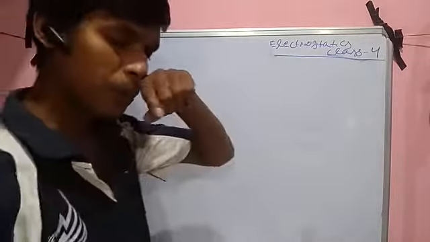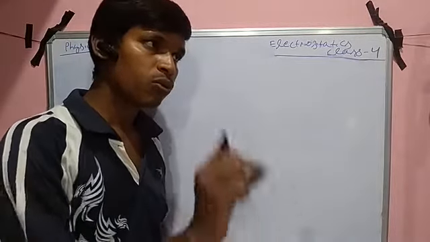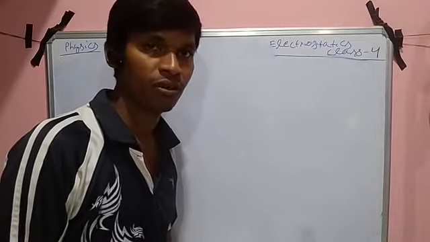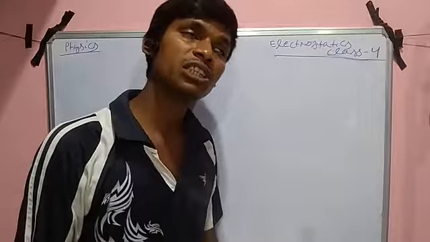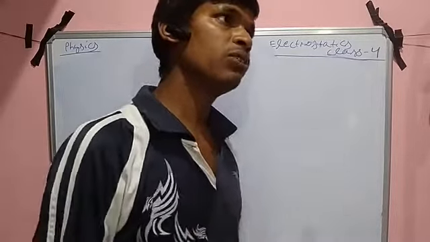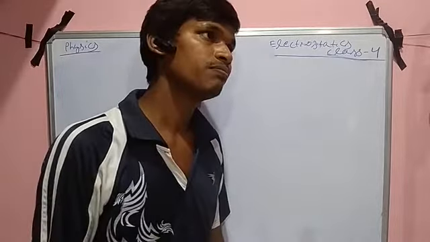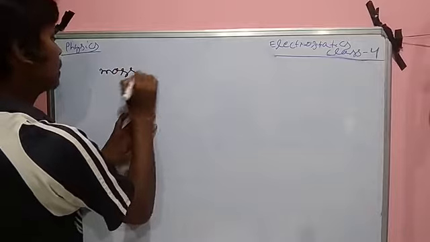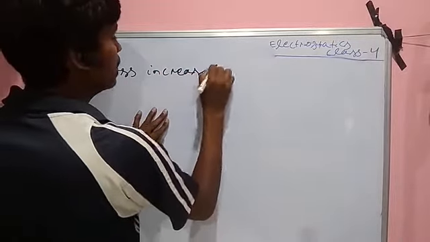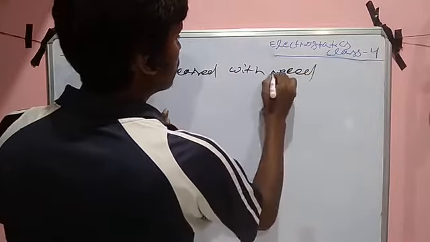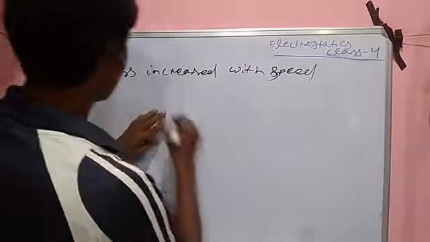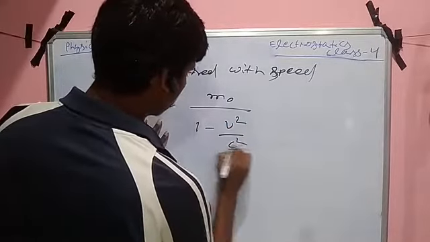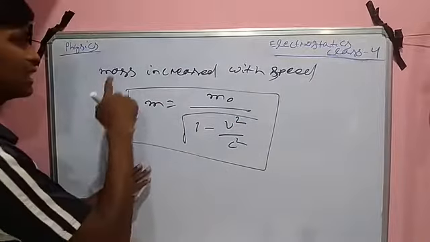So then, after comparison between mass and charge, one point is there on the mass side: the mass increases with speed. Now how? What is the reason? The mass increases with speed. So the relation between mass and speed, one formula is there. Write down: mass increases with speed. m is equal to m0 by the square root of 1 minus v square by c square. This is the formula of mass increasing with speed.